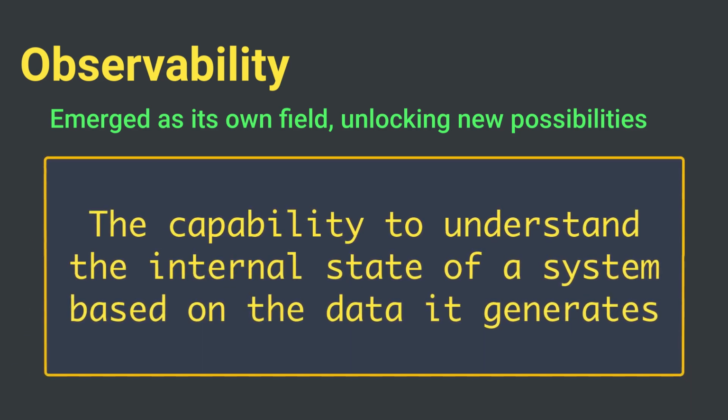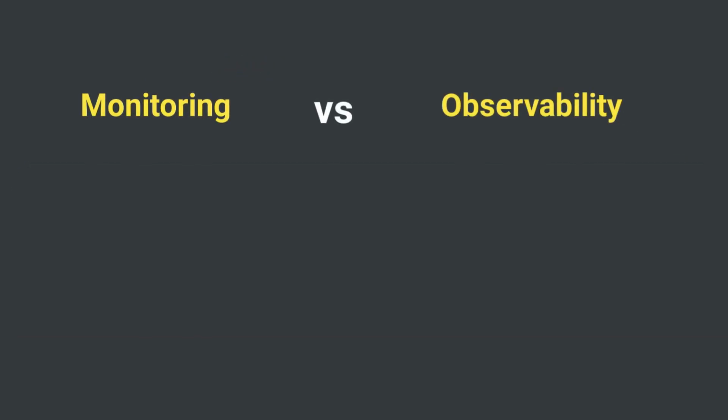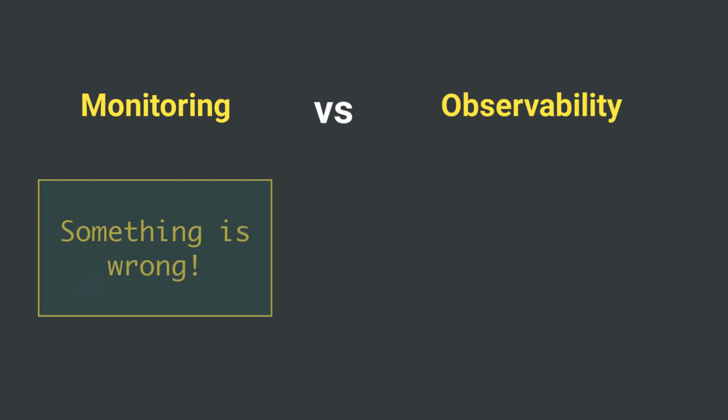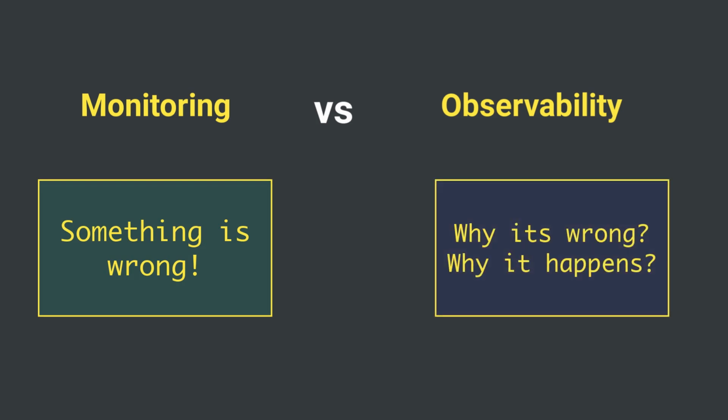Observability is the capability to understand the internal state of a system based on the data it generates, like logs, traces, and metrics. Here is an important distinction. Monitoring tells us if something is wrong, while observability helps us understand why it's wrong and why it's happening. That's a game changer. Now imagine combining observability with AI to make it smarter and more proactive.